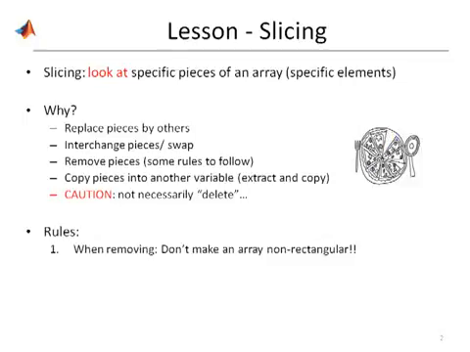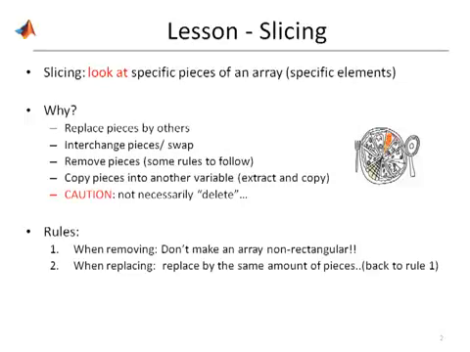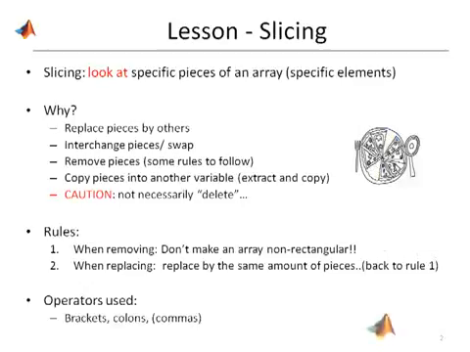There are rules to follow when removing and replacing arrays. It all comes down to keeping your matrix rectangular. Don't make an array non-rectangular by removing a piece in the middle. Or don't make an array non-rectangular by trying to replace 2 pieces by 5 of them. So as long as you make the dimensions consistent and be a rectangle in the end, all will be good. As far as the operators that are used: brackets, colons, commas, and parentheses.